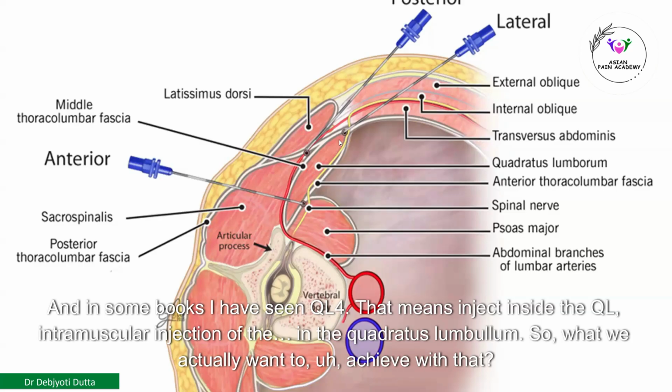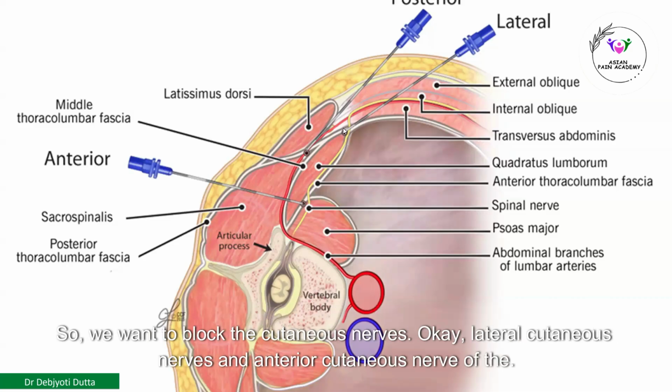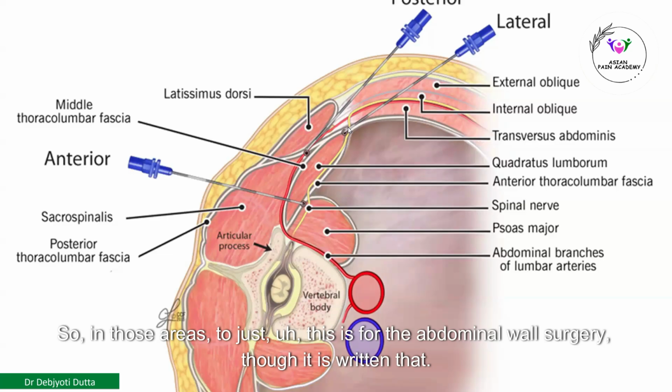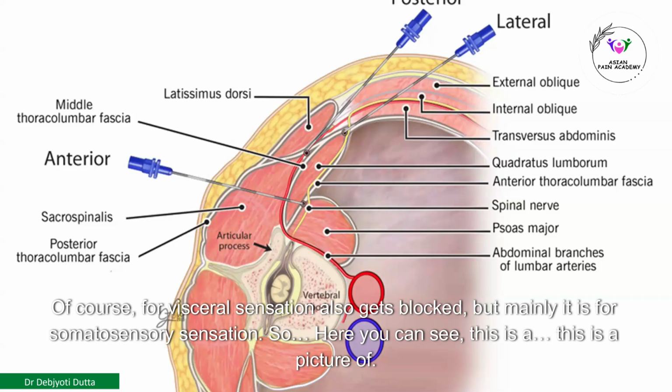So what do we actually want to achieve with that? We want to block the lateral cutaneous nerves and the anterior cutaneous nerve of the abdominal wall. Mostly it is done for lower abdominal wall surgery, or hip surgery. Though it is written that visceral sensation also gets blocked, mainly it is for somatosensory sensation.